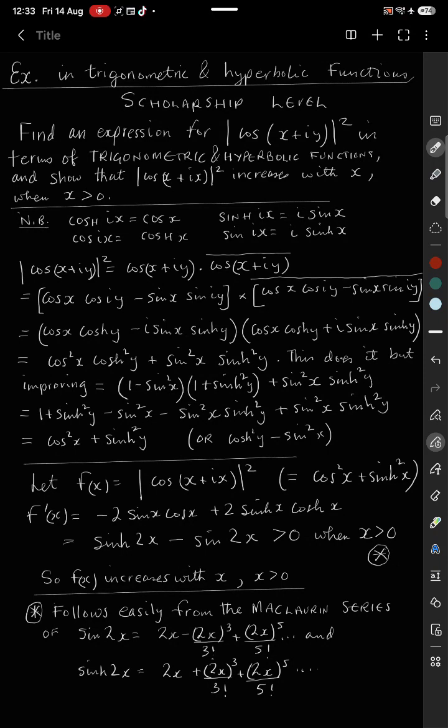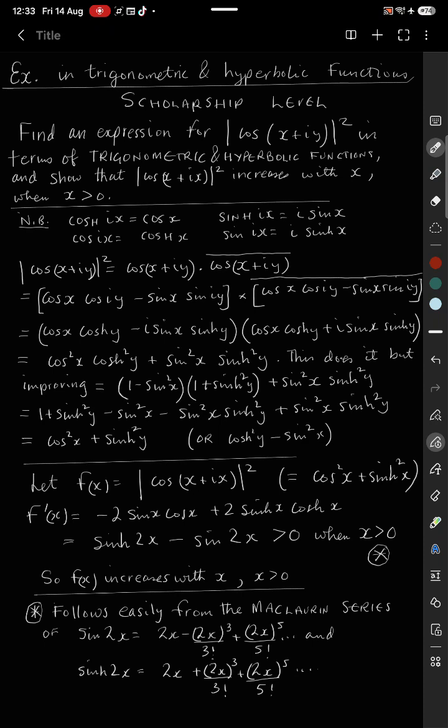Hello and good afternoon. This is an exercise in trigonometric and hyperbolic functions of the scholarship level. We want to find an expression for the modulus of (cos x + iy) all squared in terms of trigonometric and hyperbolic functions, and then show that the magnitude of (cos x + ix) all squared increases with x when x is greater than 0.